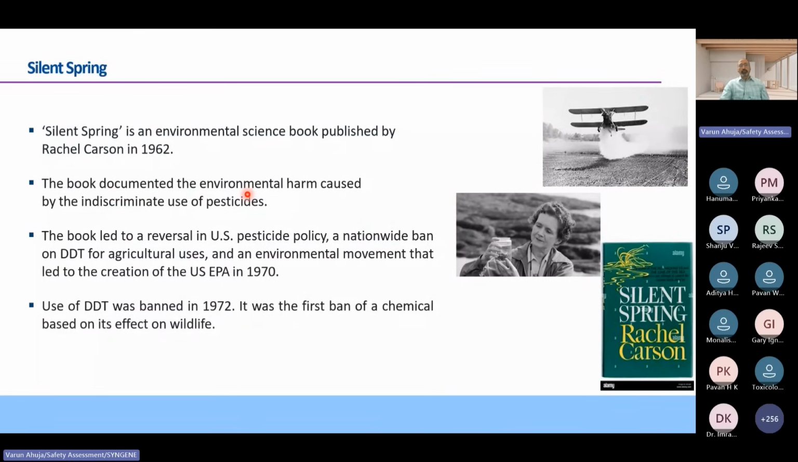So this book documented the environmental harm caused by the indiscriminate use of pesticides. This is Rachel Carson, and she used to collect the environmental samples, and she found that when DDT was sprayed over the crops or over particular areas, the birds or animals suddenly disappeared from those regions. The birds had problems, like they were not able to reproduce. Their eggs were very fragile, so the babies didn't develop from those eggs. So the environment was completely destroyed where the DDT was sprayed. And this lady and this book led to a reversal in the US pesticide policy.